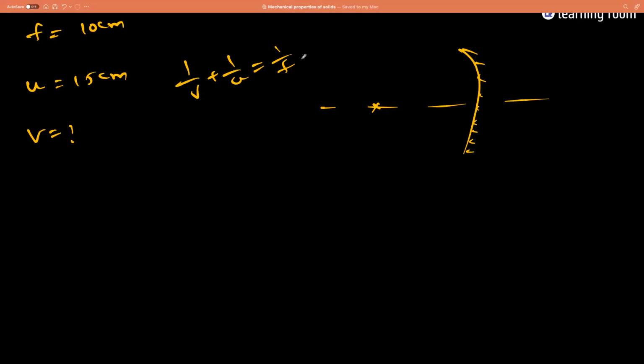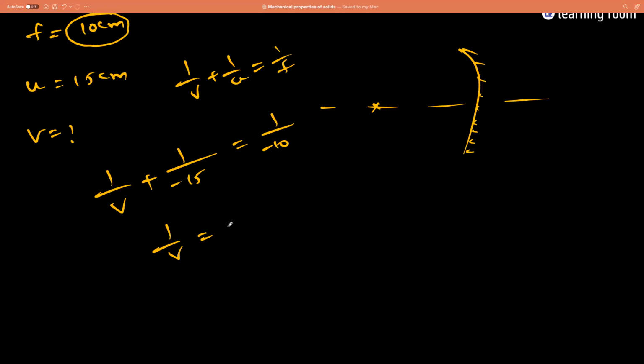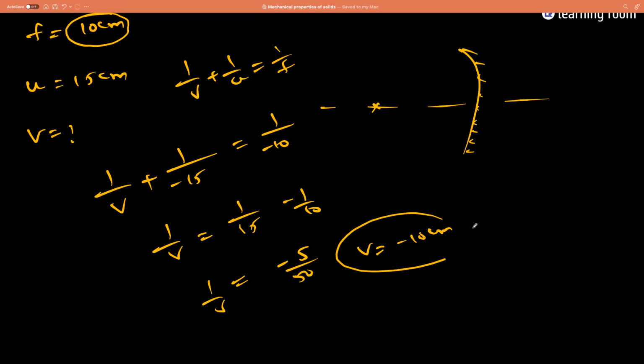What's the answer? 30 years. In 1 by V plus 1 by U, what do we do? First thing you forgot is sign convention. Minus U. Focal length of a concave mirror is negative, minus 10. So when you solve this, 1 by V is equal to 1 by 50 minus 1 by 10, and the answer is minus 5 by 50. Correct.